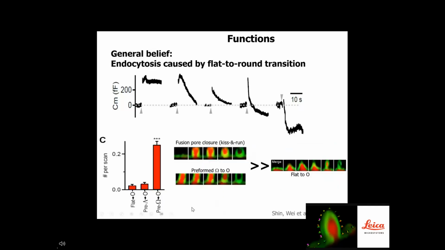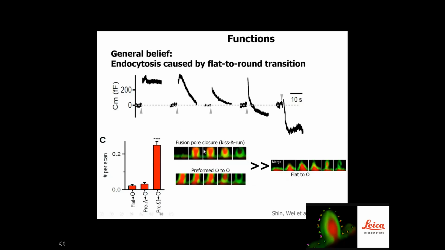And what we found is really surprising here, that the Fred to long transition is minimal. Rather, it is the fusion pore closure and the preformed omega to O transitions. These two forms are the majorities. And here I show you a bar graph comparison of preformed omega to O transition, which is much higher than the Fred to O transitions, and the same for the fusion pore closure.